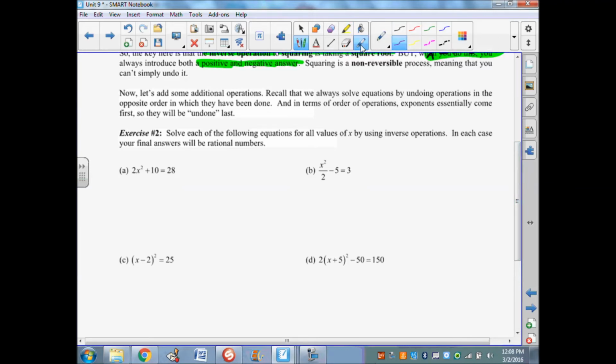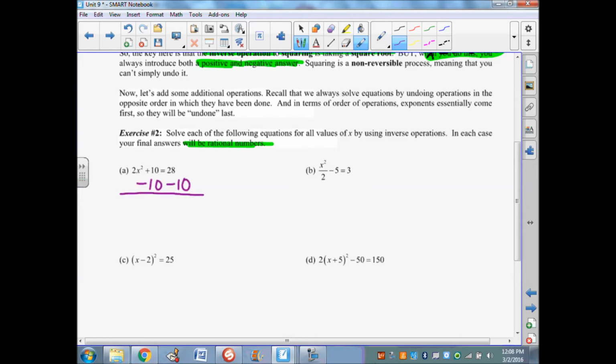So again, I read the directions. It says solve. In each case, your final answer will be rational numbers. Okay. It doesn't say anything about simplest radical form. So that isn't giving me any sort of clue onto how I need to solve this. But let's practice our new method here.